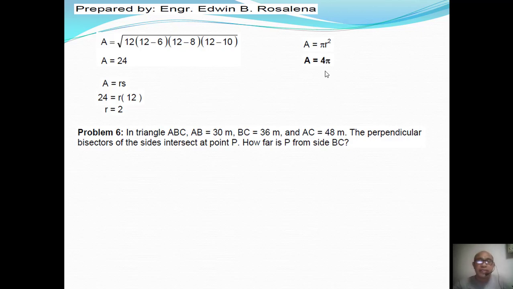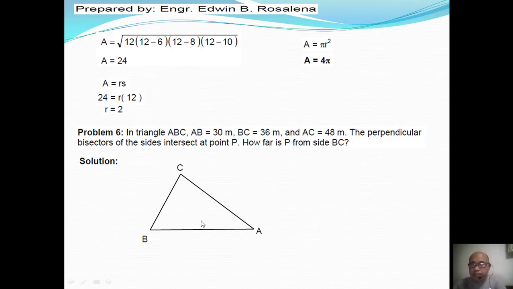In triangle ABC, AB equal to 30, BC equal to 36, and AC equal to 48. The perpendicular bisectors of the sides intersect at P. So, perpendicular bisectors. How far is P from side BC? Okay? So, again, we are given triangle ABC. So, we have the sides. AB is 30, BC is 36, and then AC 48.